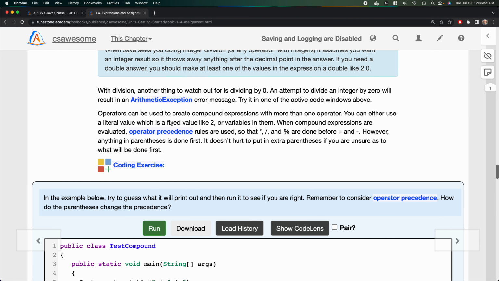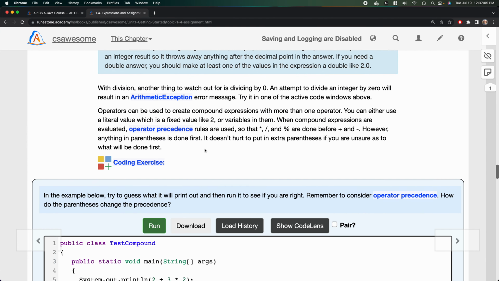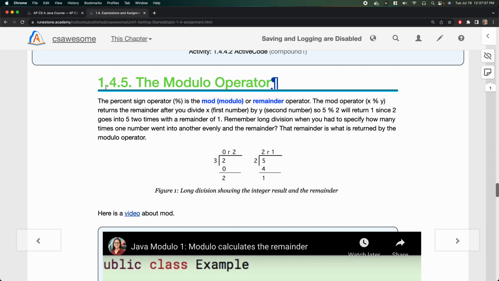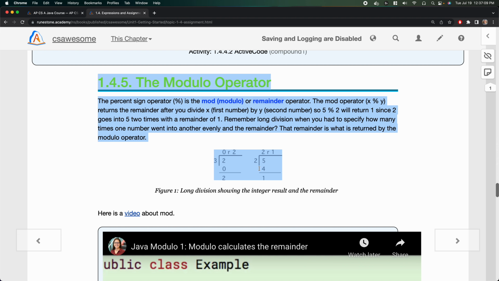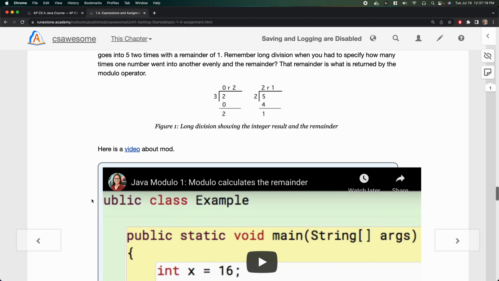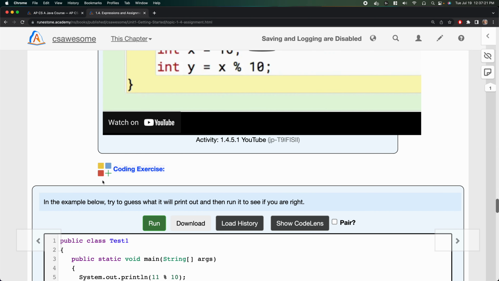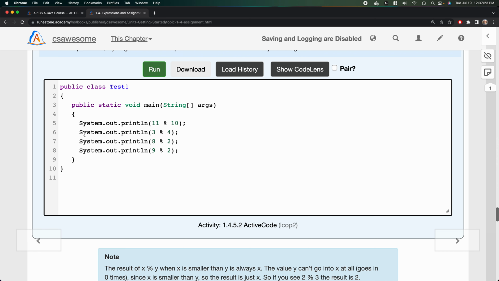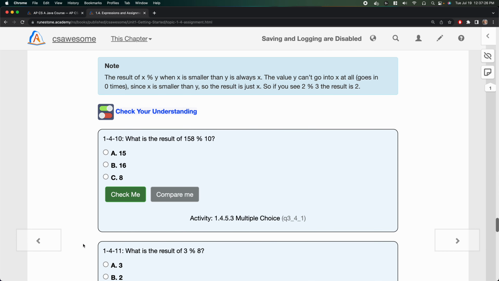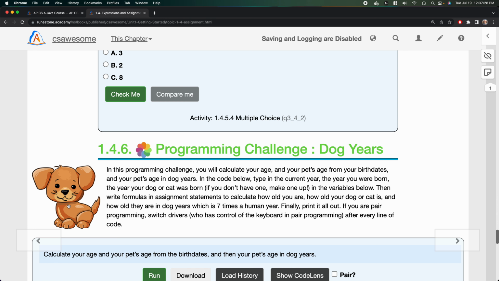Operator precedence. Operator precedence is a vocab word that they'll introduce. You can read the definition. That's really just talking about PEMDAS. There's this thing called the modulo operator. We're going to go over this in more detail at another time when we're actually coding it, so I'm not going to go over that right now. You can look at the video as you're going through this, but I won't quiz you on the modulo operator, because I just want to get this done.